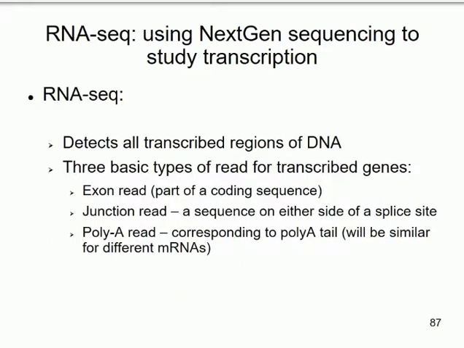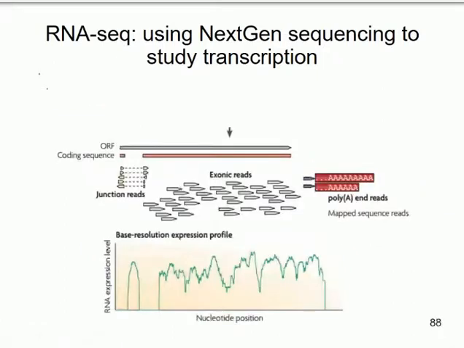If you're dealing with a eukaryotic message, there are essentially three sorts of reads that you get. You get what are called exonic reads, and these correspond to the actual coding sequence. So these are reads that represent parts of the gene which are going to go on and be translated. You also will get junction reads, and we'll look at these diagrammatically in a minute. They're rather like the paired end reads. They correspond to sequences on either side of a splice site where an intron has been spliced out of the message in the nucleus. And then you'll also tend to get some reads which are just bits of polyadenylation, which are not terribly interesting.